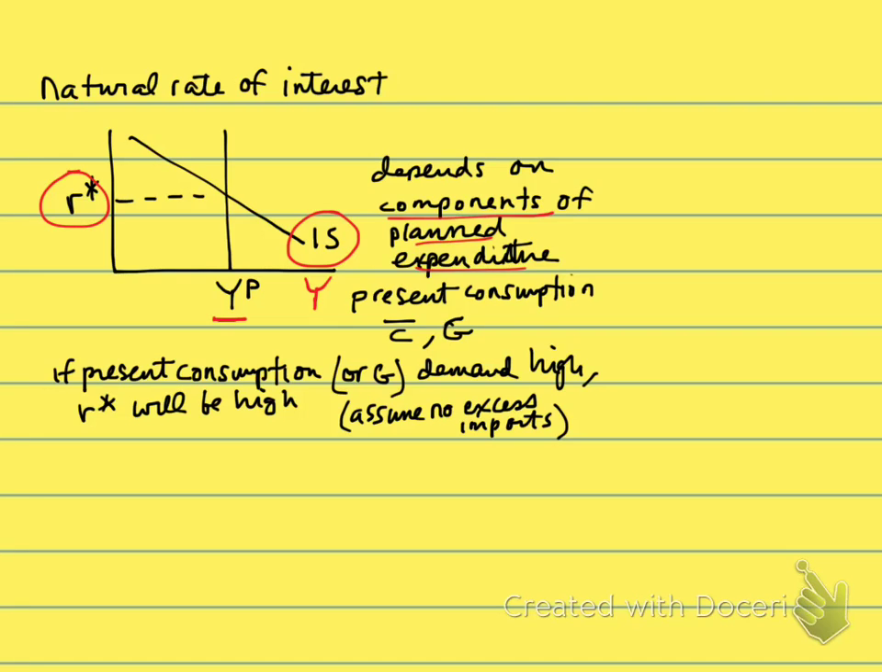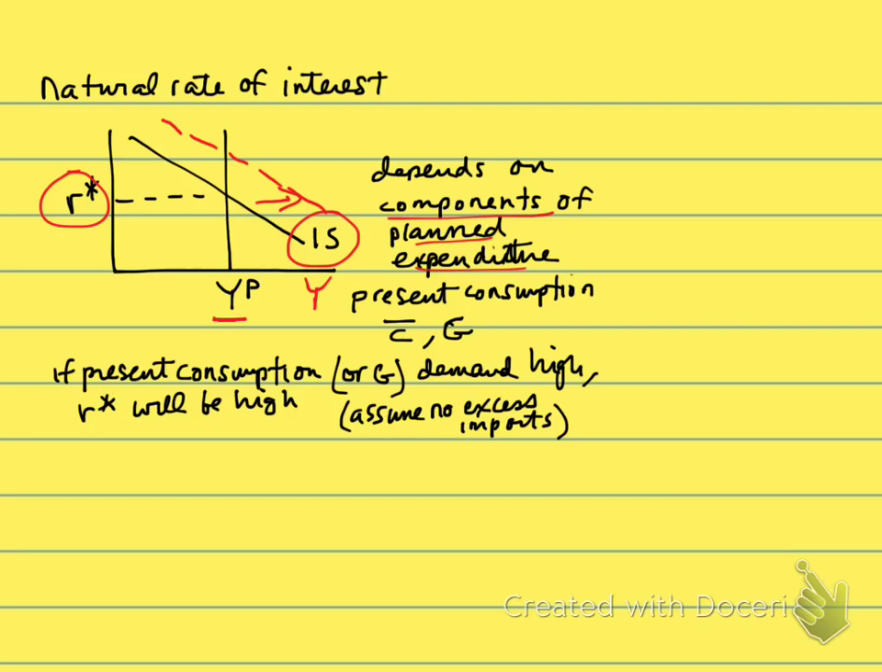So those are the two ways to save, and we can think of the interest rate as being the price, in some sense, between present consumption and future consumption. So if the demand for present consumption goes up, then the price of present consumption will rise. R star will go up. So if the IS curve shifts out to the right, because consumption demand increases or government demand increases, then we get a higher equilibrium or natural rate of interest.